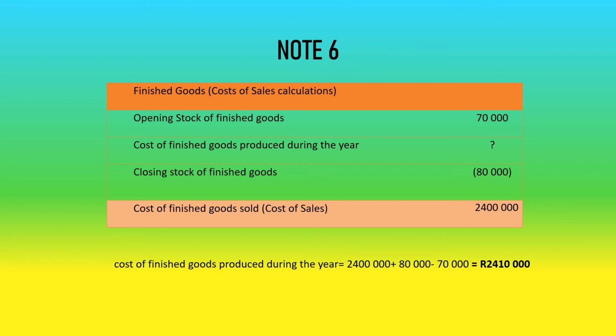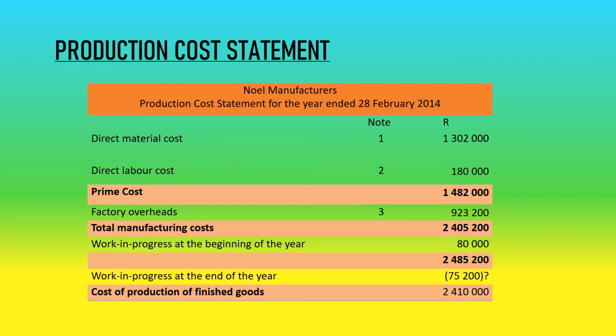We reverse the calculation and then we get our total value, 2,410,000, which gives us our cost of finished goods produced during the year, and this is the value we can use in our production statement. So now we're coming back to our production cost statement, where we calculated our primary cost, our total manufacturing cost, and then we added the work in progress at the beginning of the year and got a total of 2,485,200. Now, previously our work in progress at the beginning of the year and cost of finished goods were not there, the values were missing.